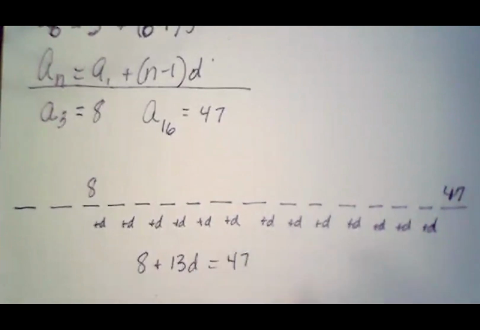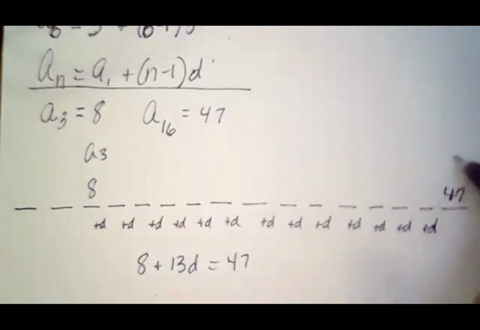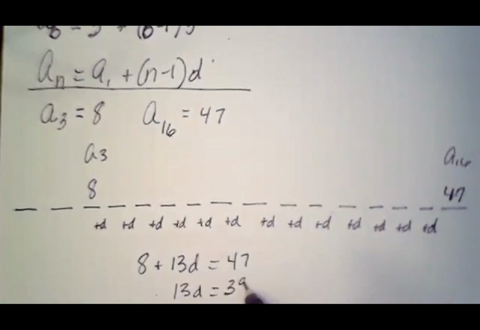Does a picture help you understand where they got the 13 from? Yeah. So this was A sub 3, this was A sub 16. So we just took 16 minus 3. So then we just solved this equation to get D equals 3.